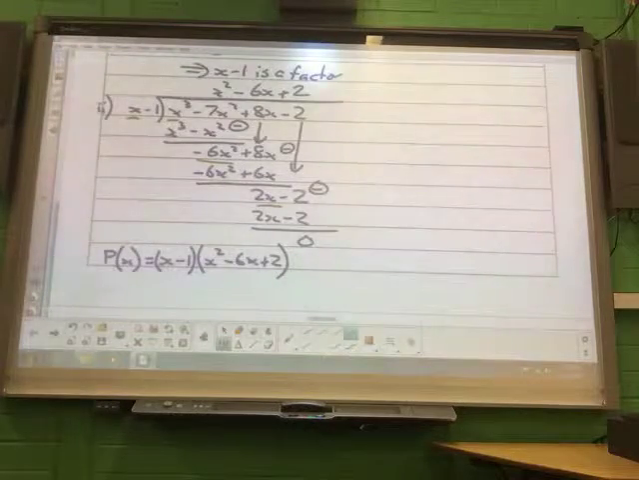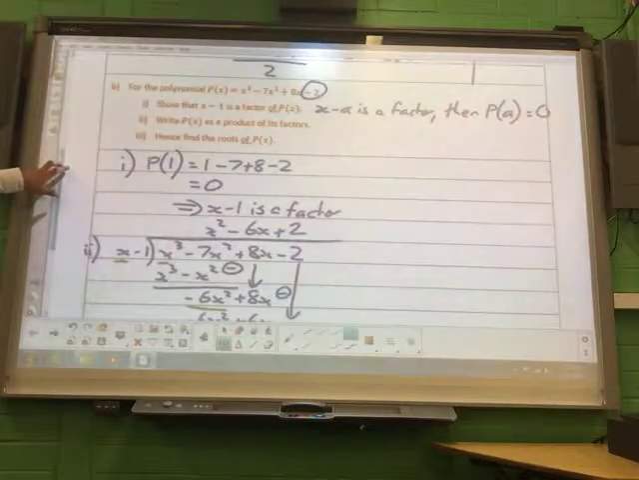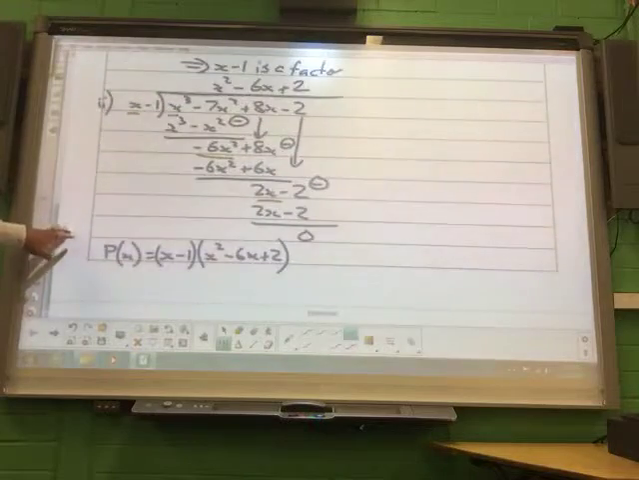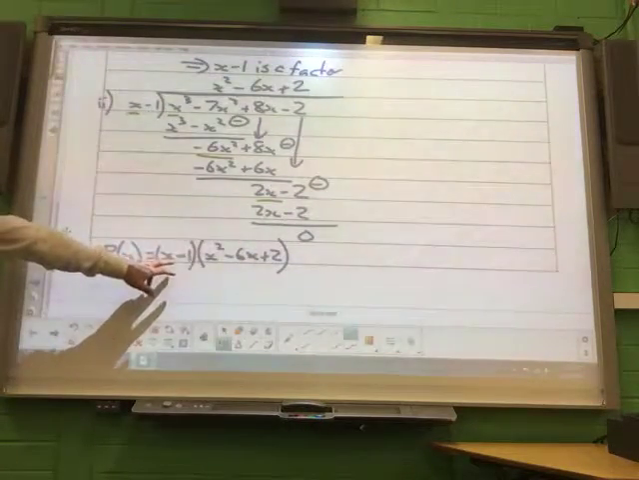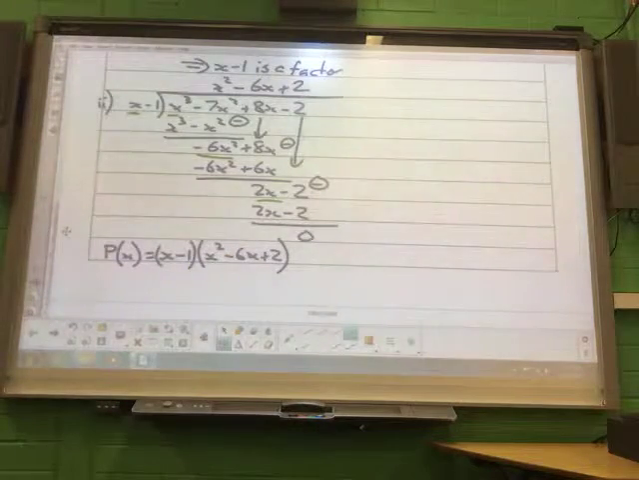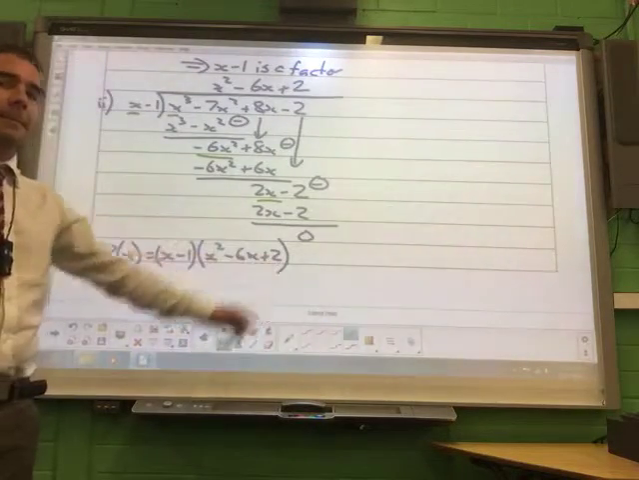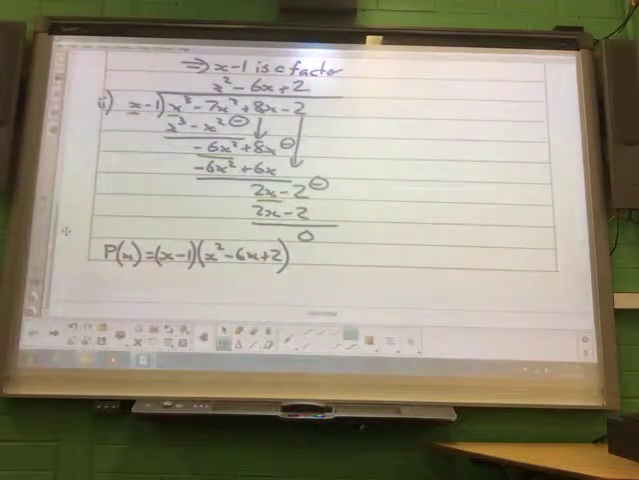So we're asked to find the product of its factors. So that is the factor here. But we don't have the full list of factors just yet. So we need the factors of this quadratic here. Two numbers multiplied to give 2, and the same two numbers add to give -6. So -3 plus or minus root 7.